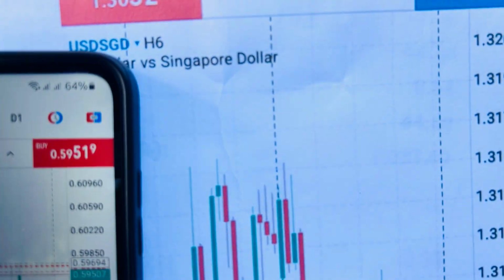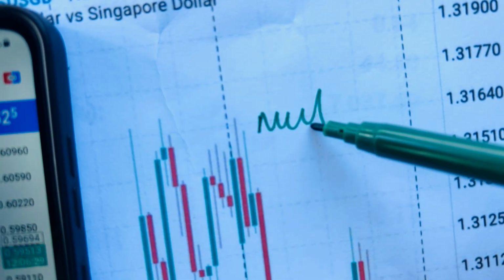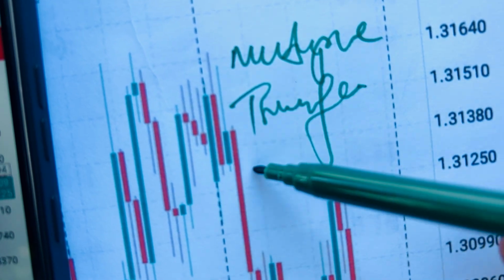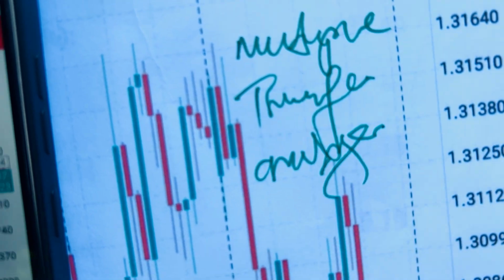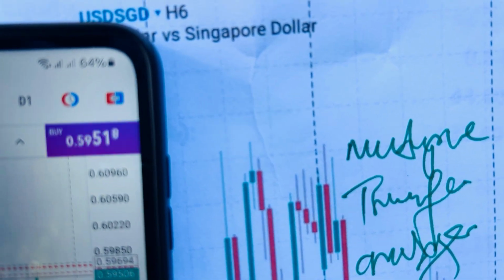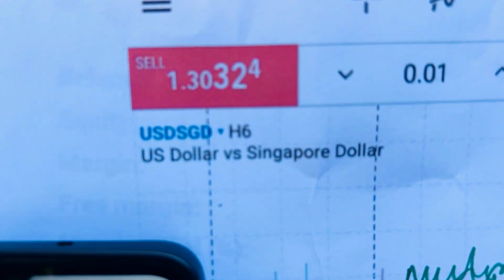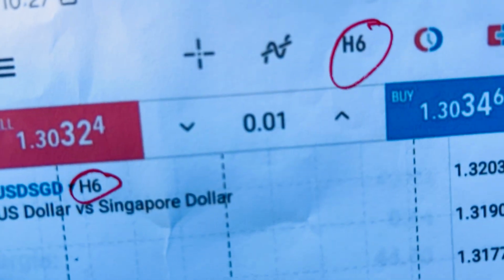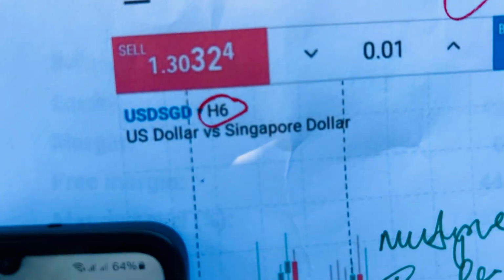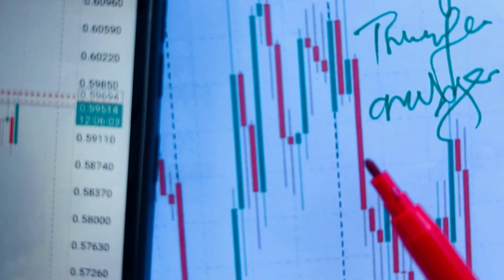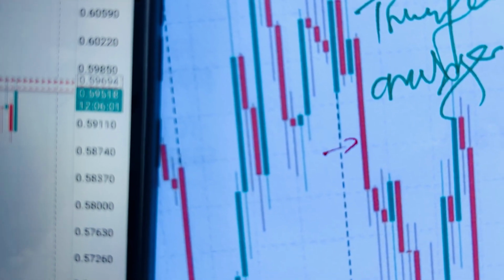And if you're a beginner, what is a multiple time frame analysis? What is multiple time frame analysis? Multiple time frame analysis simply means that we are analyzing a US dollar versus the Singapore dollar, the time frame. Simple. But when we change the time frame, remember each and every candlestick here represents the time frame that we're in. So in this case, we're in 6 hour H6, and every candlestick represents 6 hours.